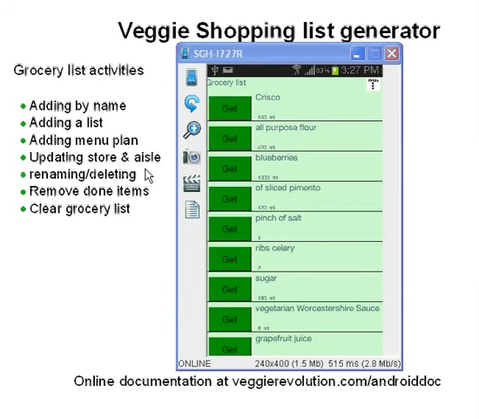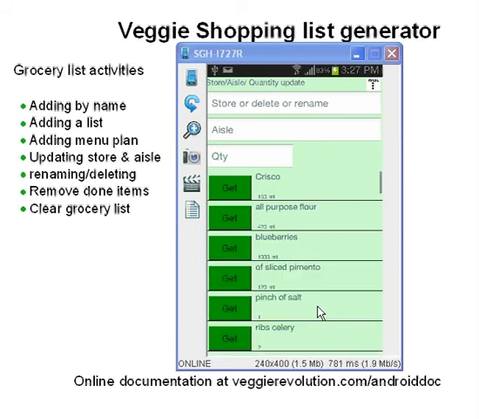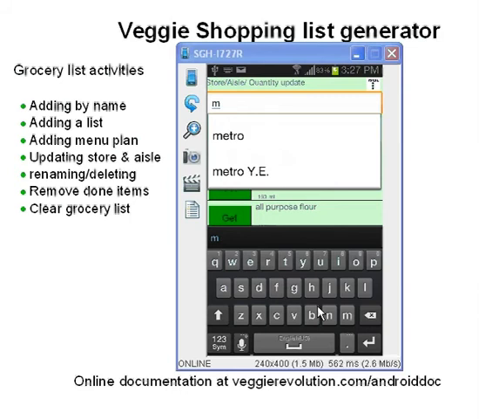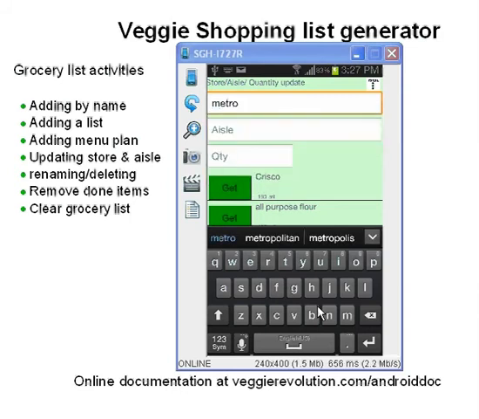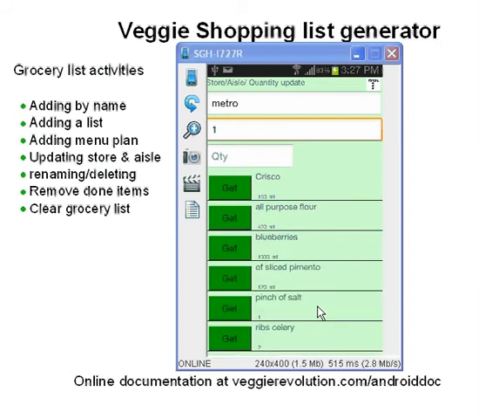Now, I mentioned that some of the items have no store and aisle, so I will go and select update store and aisle. I shop mostly in a store called Metro, and there's the autocomplete that picks it up. And I note that aisle 1 is where all of the spices are. So I'm going to set the aisle to 1, and I'm going to go down to my list, and that's where the flour would be.